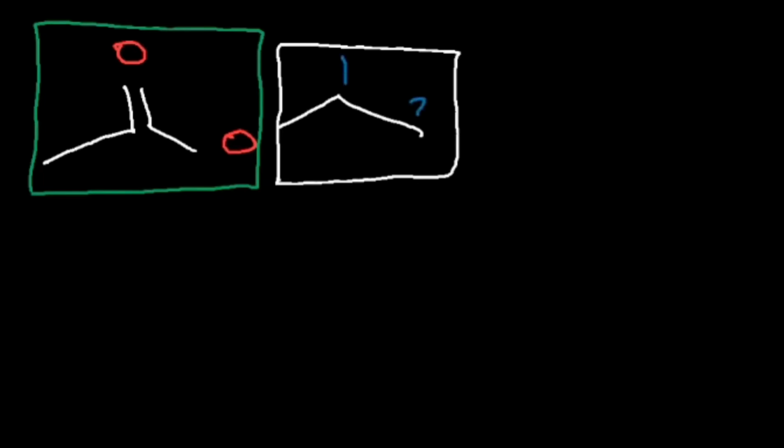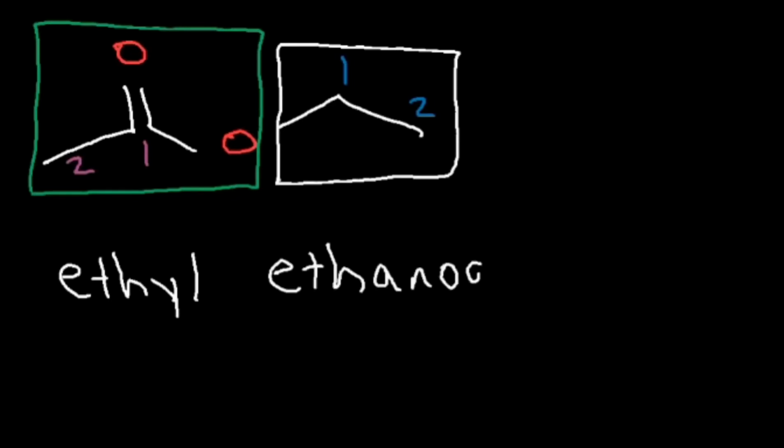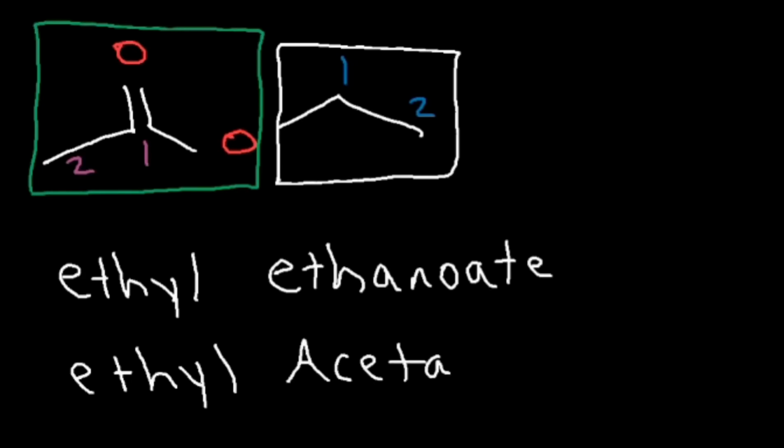Go ahead and try this one. Once again, we're going to separate it into 2 parts. On the right side, we have 2 carbons. So that's called ethyl. And on the left side, we still have 2 carbons. That's going to be ethanoate. That's the IUPAC name, ethyl ethanoate. For the common name, we can replace ethanoate with acetate. So it's ethyl acetate.